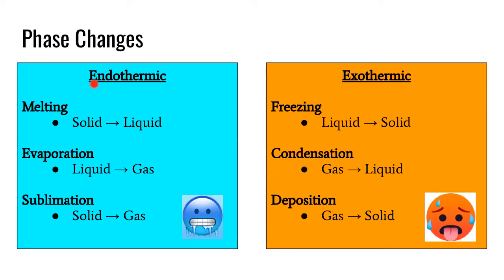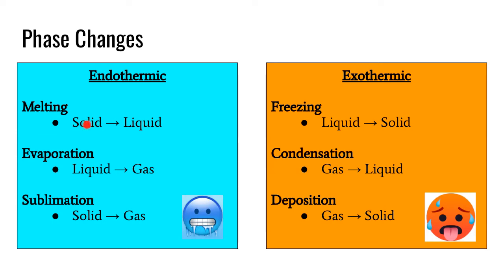So endothermic absorbs energy. Remember, endo, inside, thermic, heat, so heat goes inside, so it's going to feel cold. The three that we're looking at might seem a little bit weird, and that would be melting, evaporating, and sublimation. We know that melting is where we go from a solid to a liquid, evaporation, liquid to a gas, and sublimation, solid to a gas. So think about those particles. In order for these particles to go from one of these phases to another phase, they have to absorb energy so that those particles move faster.